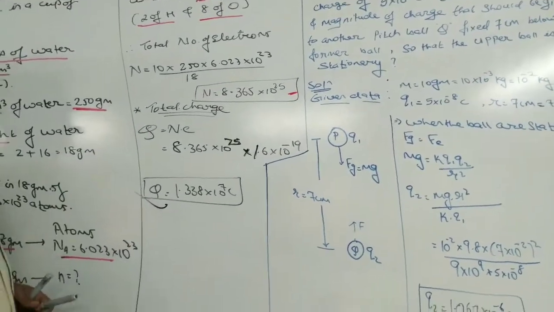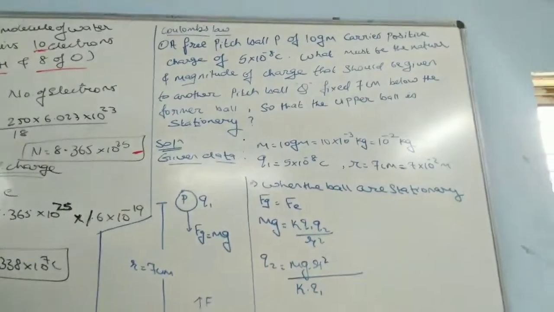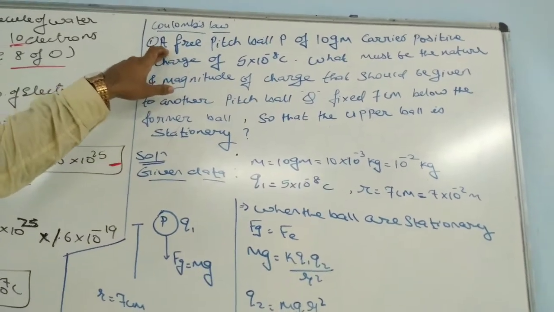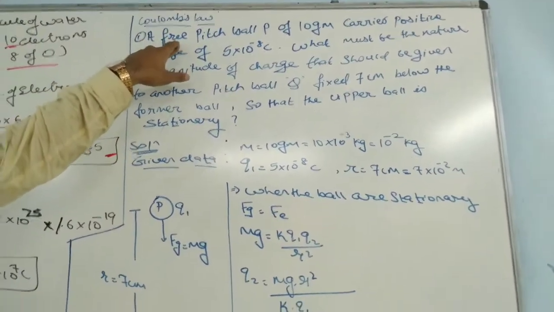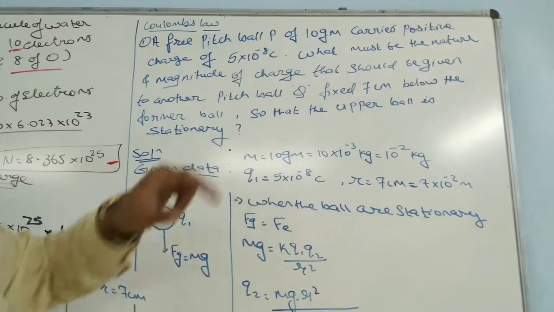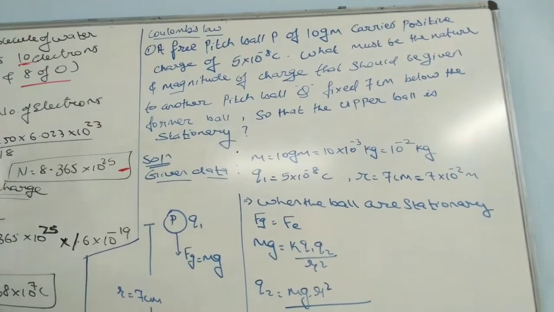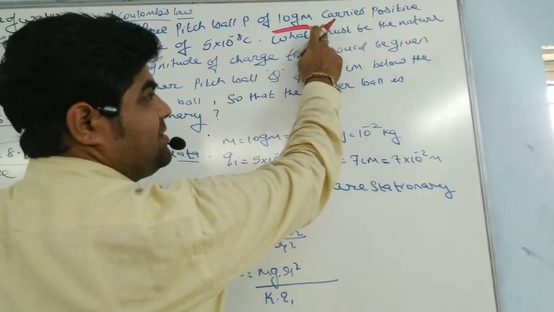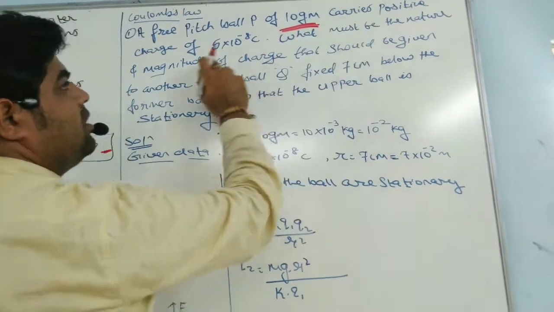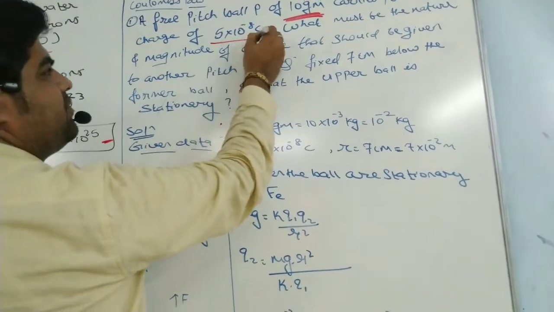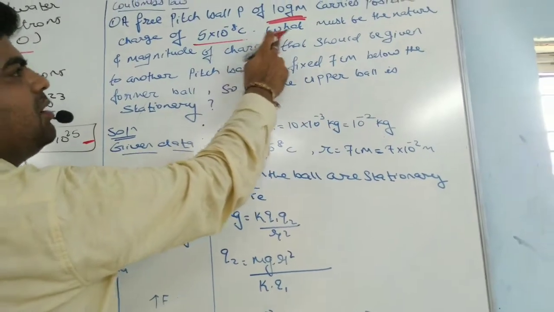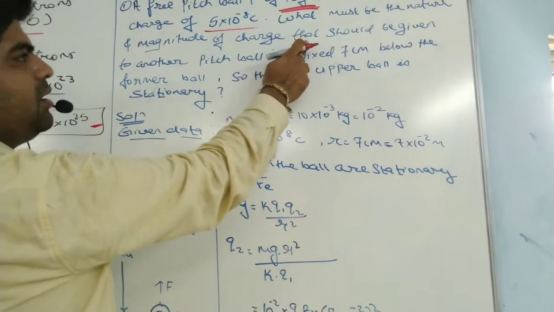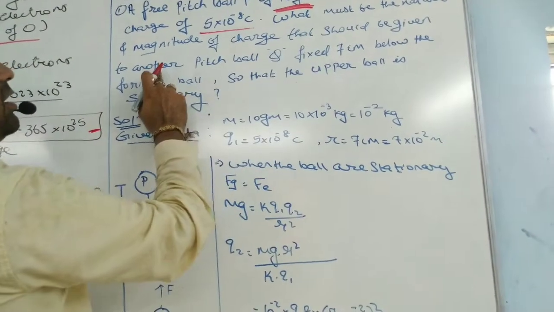Next, we'll be seeing an extra example for Coulomb's law. The question is there in front of you. I'll explain the question also. A pith ball named P, of mass 10 grams, carries a positive charge. The value is given to us, 5 into 10 raised to minus 8 coulomb. What must be the nature and the magnitude of the other charge?